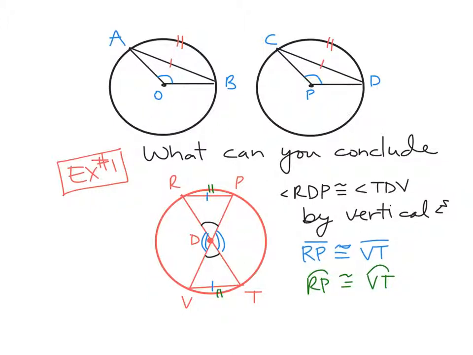So if the angles are the same, then the chords are the same, then the arcs are the same, then the angles are the same. It's circular, it just keeps going. So we know all three of those parts have to be congruent. Questions on that?